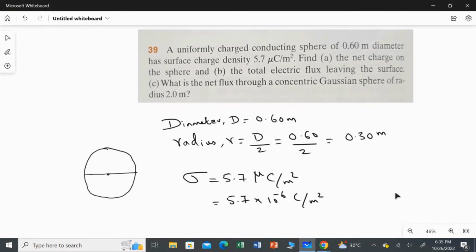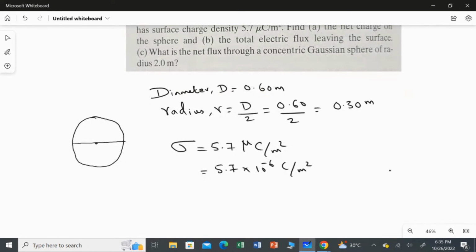And again, you have to deal with three questions. In the first part of the question, we are going to find what should be the net charge on the sphere. So that means we have to find the value of the charge. In the second question, we are going to find what is the total electric flux leaving the surface. The flux is nothing but phi. Am I right? So phi value we have.